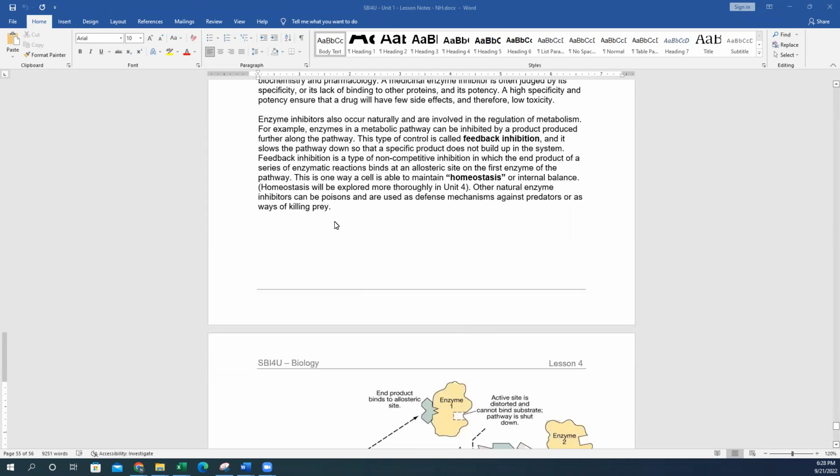And also just to note, there are other natural enzyme inhibitors that can act as poisons, and these are often used as a defense mechanism, as a way for an organism to defend itself against predators, or as a way for an organism to kill its prey. So a lot of these inhibitors and a lot of these poisons are also enzyme inhibitors.